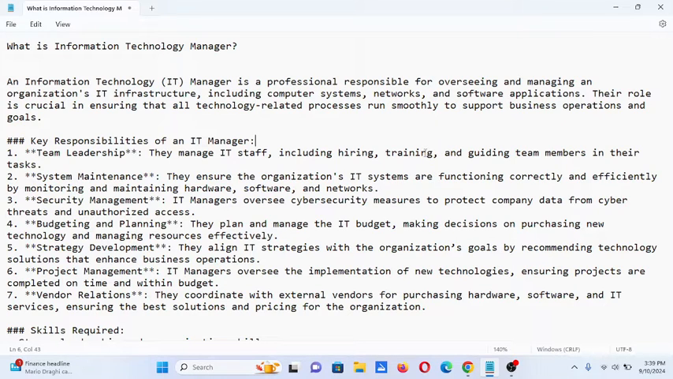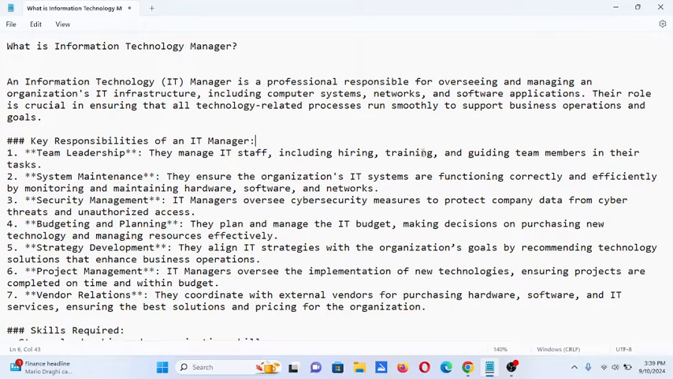So let's begin. What is an Information Technology Manager? An Information Technology Manager, or IT manager, is a professional responsible for overseeing and managing an organization's IT infrastructure, including computer systems, networks, and software applications. Their role is crucial in ensuring that all technology related processes run smoothly to support business operations and goals.